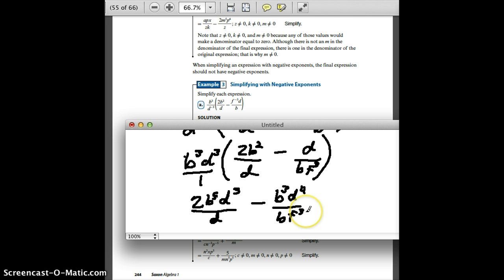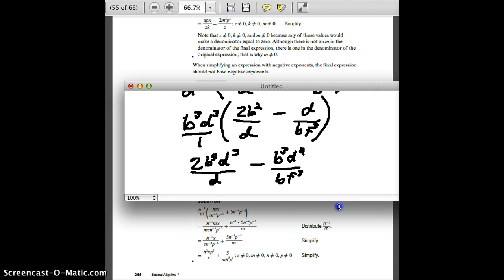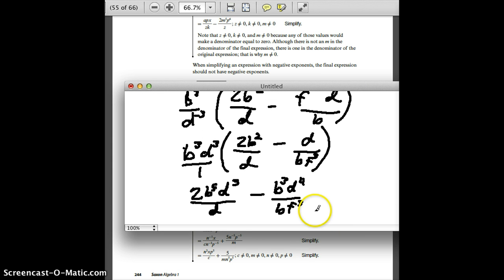Now you need to simplify. So we have D to the third over D, so you would subtract those, so that's 2B to the fifth, D squared, minus, B to the third and B, you would subtract that again. So that's B to the second, D to the fourth, over F to the third.